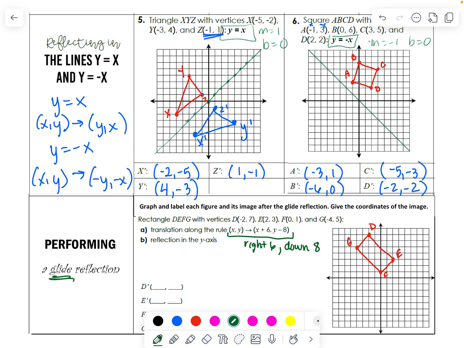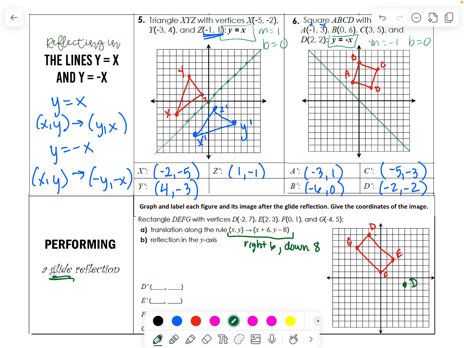So I'm going to take each of these points and move to the right 6 and down 8. So here we go. So 1, 2, 3, 4, 5, 6 and down 1, 2, 3, 4, 5, 6, 7, 8. That's going to be my in-between D, right? Like I'm doing 2 steps here.